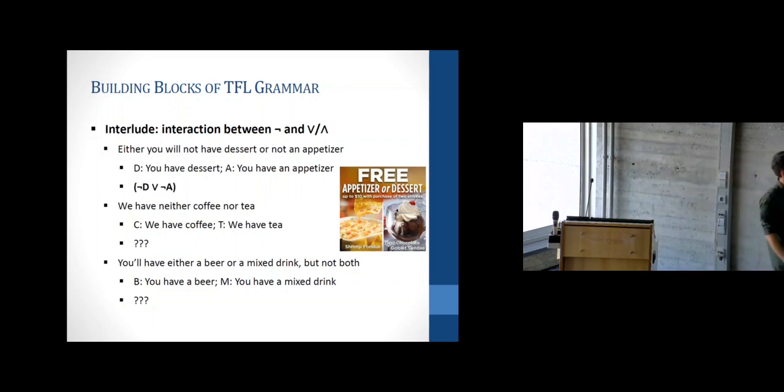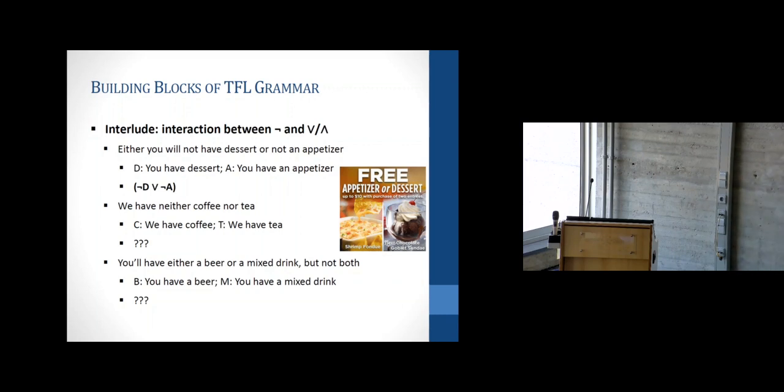Okay, so this is a bit tricky. For now, try to follow the English. Note that the either-or is built up out of two other sentences. You will not have dessert, and the other sentence is like not an appetizer. That's actually not a full sentence, but that's the component, right? And each one of them is negated. And so the scope of the negation is on each one of them.